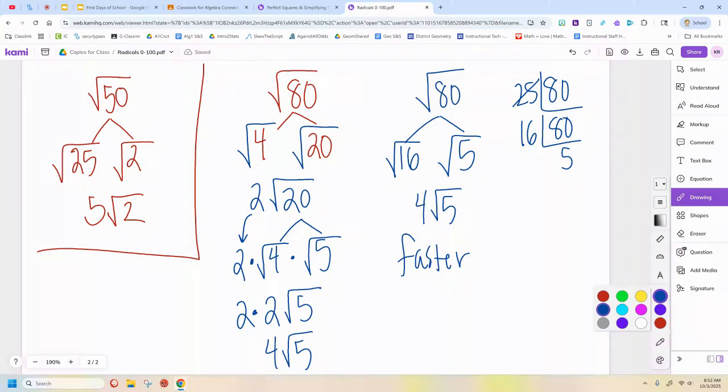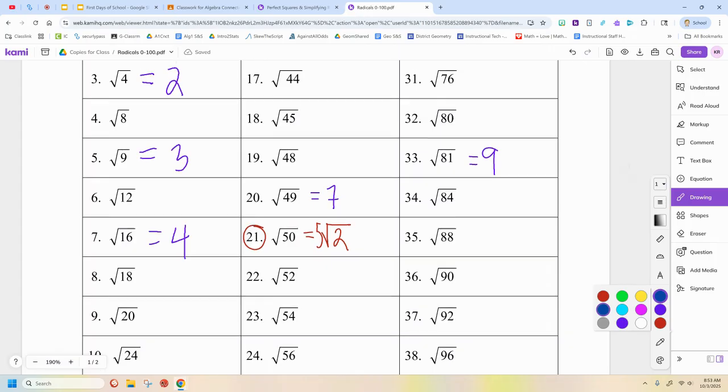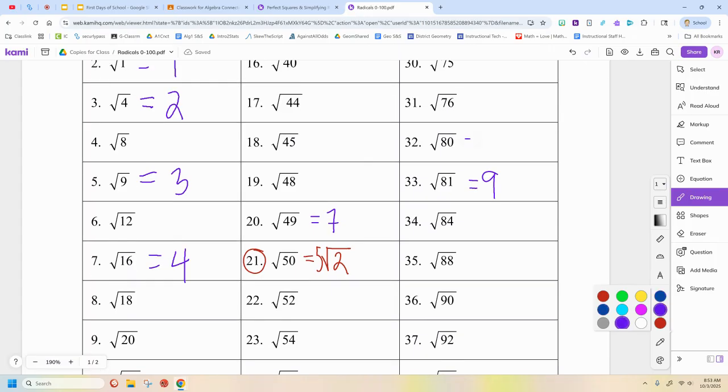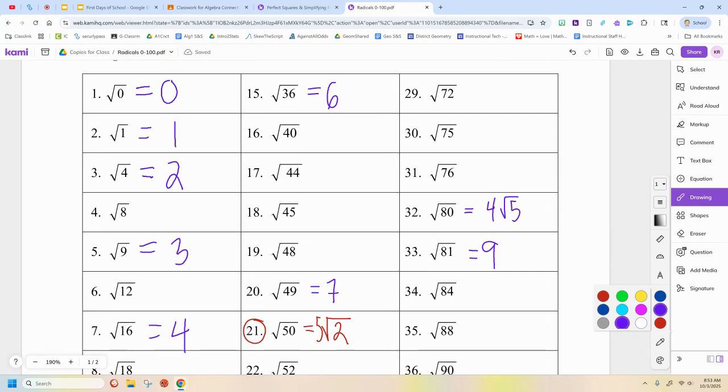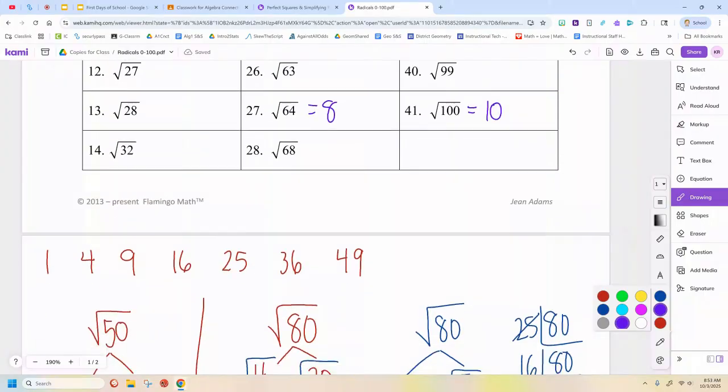So, which one did you think was easier for you? Did you like the long way? And 80 turned out to be 4 radical 5. And don't forget, numbers that end in 0 are divisible by 5 and 10. So that could be another way, depending how much you know or how comfortable you are. The one I just thought of us doing was radical 72. And I'm okay that this is going to be our last one.